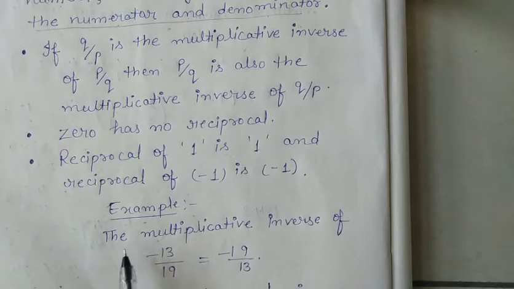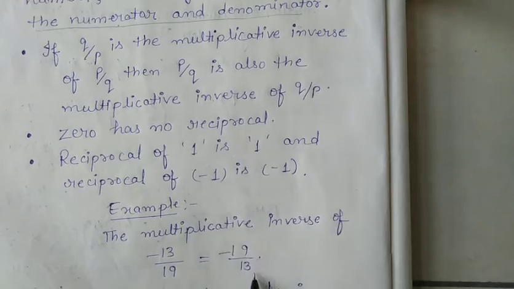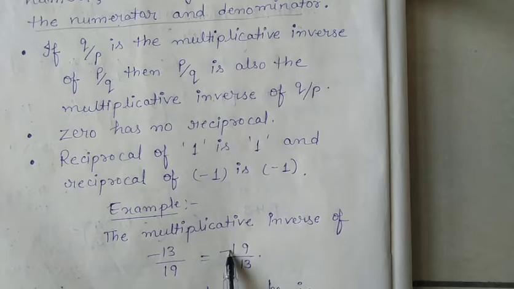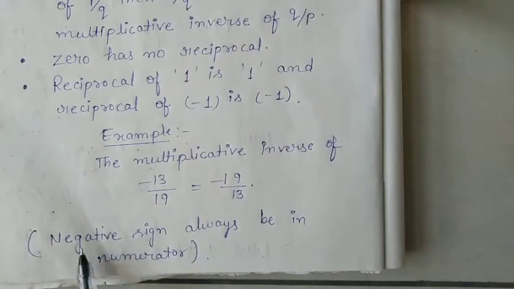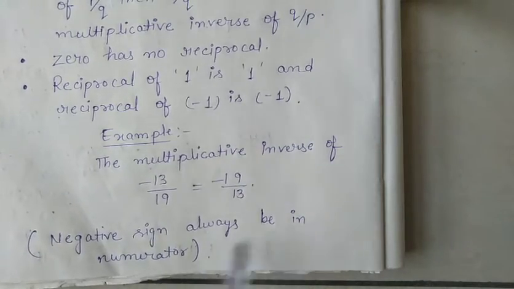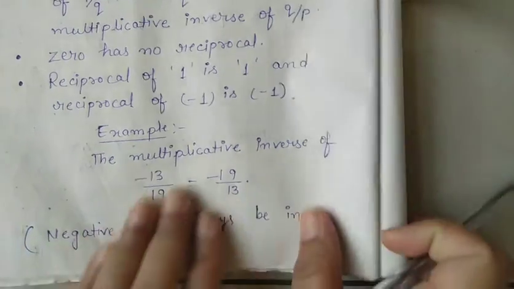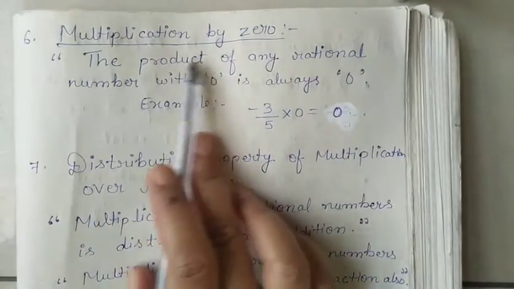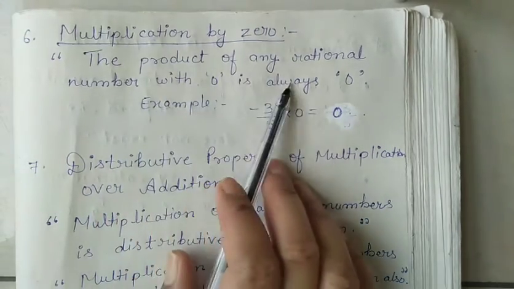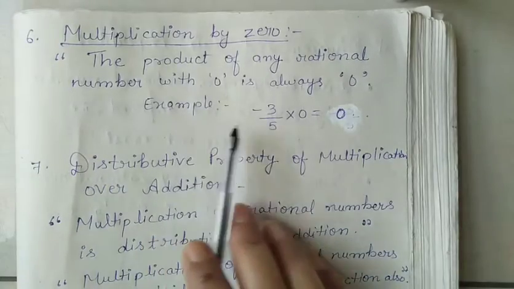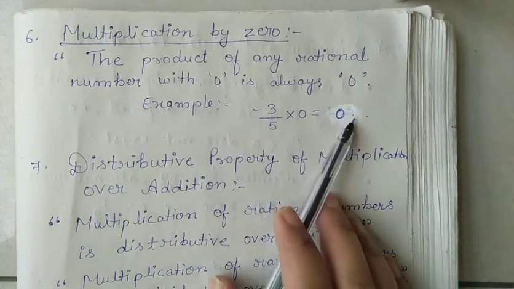For example, the multiplicative inverse of minus 13 by 19 is minus 19 by 13. The negative sign is always in the numerator. I write here also, the negative sign is always in the numerator. Is that clear? Now our sixth property is multiplication by 0. The product of any rational number with 0 is always 0. For example, minus 3 by 5 into 0 is 0.